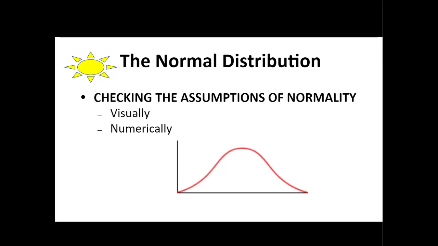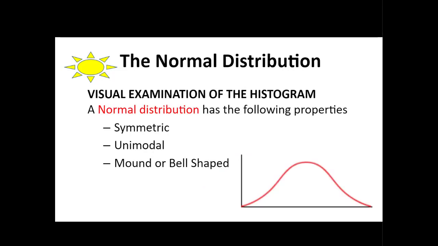Okay, so let's do a quick review of how to check the assumptions of normality, both visually and numerically. So when we're looking at the histogram, the normal distribution should have the following properties. It should be symmetric. So when we're looking at the histogram, we should see that the center has higher columns than the sides. It should taper down about approximately the same on both sides. It only has one mode. So again, the majority of the data is distributed within the center, and it should have this mound or bell-shaped type of look to it.